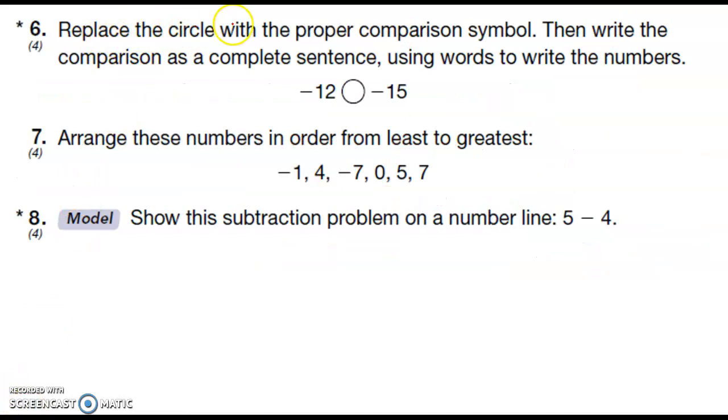Okay, number 6, replace the circle with the proper comparison symbol. That means greater than, less than, or equal to. Then write the comparison as a complete sentence using words to write the numbers. So negative 12 is greater than negative 5, because if you remember on the number line, here's my 0, here's negative 1, here's negative 2. The further I go this way, and negative 15 is going to be over here, and negative 12 is going to be up here. The further I go this way, this is less than the negative 12. So we'll make the monster eat the negative 12, and then we'll write it out.